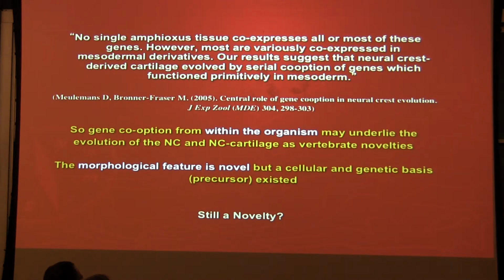I say may, this is a scenario. May underlie the evolution of the neural crest and neural crest-derived cartilages as vertebrate novelties. Novelties in the sense that there weren't neural crest cells there, because the genes were present. Clearly you have to have some genetic basis for a structure to appear. So the morphological feature is novel, the neural crest, the neural folds, the neural crest cells, but the cellular and genetic basis existed. So do we still regard that as a novelty? Because clearly the machinery on which to base that novelty was, we assume, present in the ancestor.